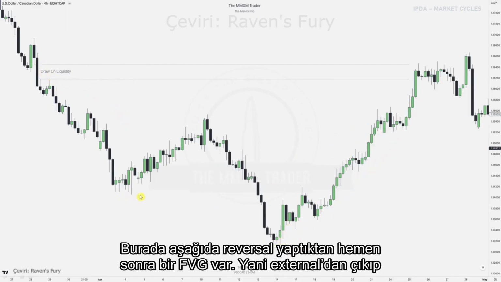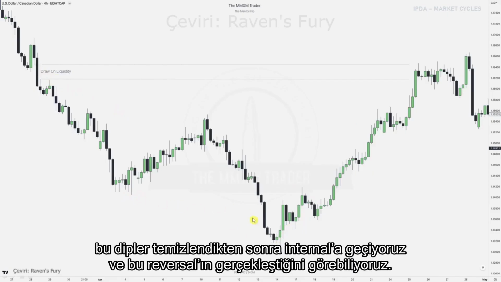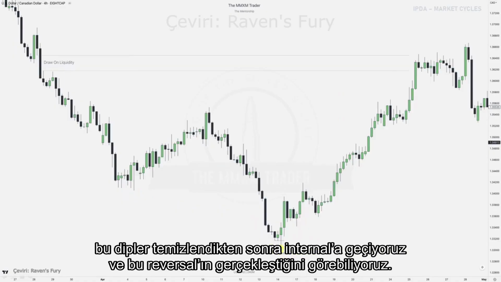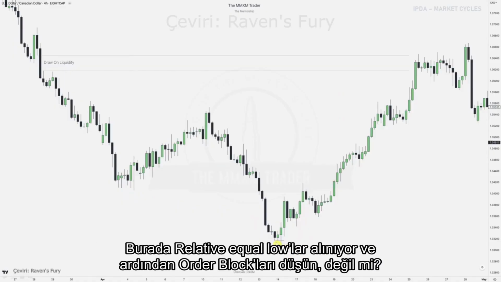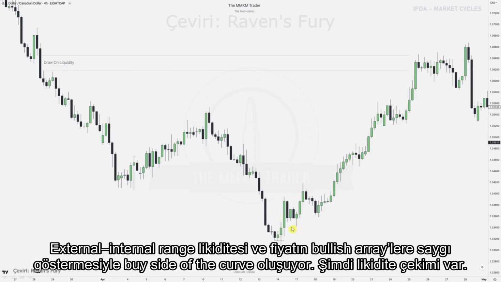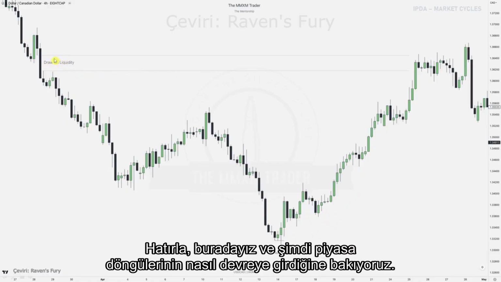So we go from external, right? This low has been raided. Then we go into internal. We can see this reversal happening down here, taking out these relative equal lows. And then think about the order blocks, right? External, internal range liquidity and price respecting bullish arrays, making this buy side of the curve. Now, draw on liquidity, remember, is up in here.